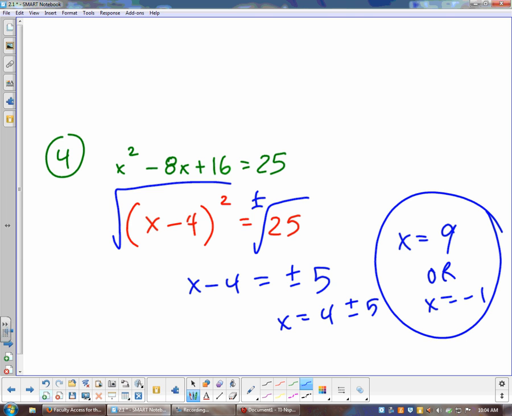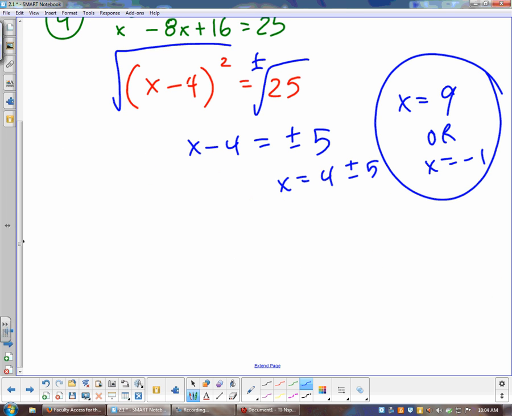Okay, so now, if I ask you to go down to number 5, where it says solve by completing the square. 2x squared plus 20x minus 7 equals 0, right?